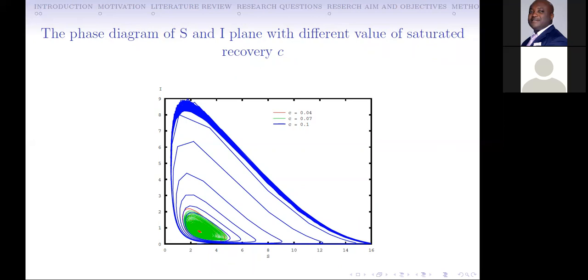This is the first diagram of the S and I plane with different values of saturated recovery. In these figures, we can see that as we are increasing the saturated treatment, there is occurrence of 2 limit cycles. We have stable limit cycle and unstable limit cycle. The inner one here represents the unstable limit cycle, while the outer region here represents the stable limit cycle.